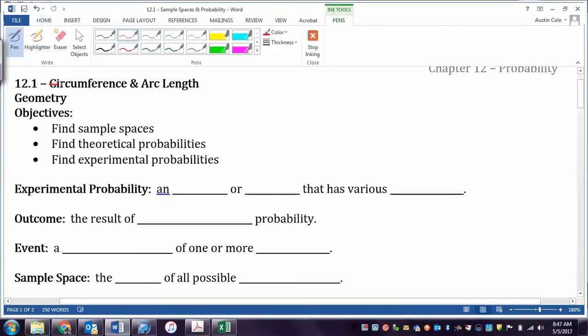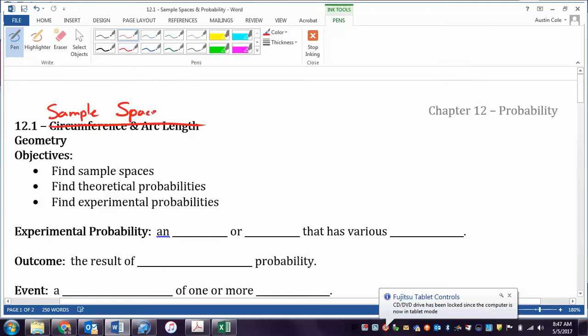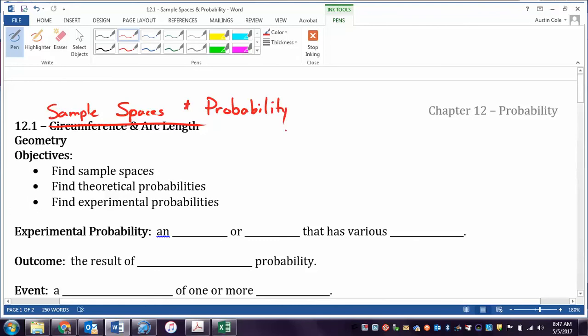Okay, again, this should not be circumference and arc length. It should be sample spaces and probability. Okay, so a couple keywords we need to talk about first.